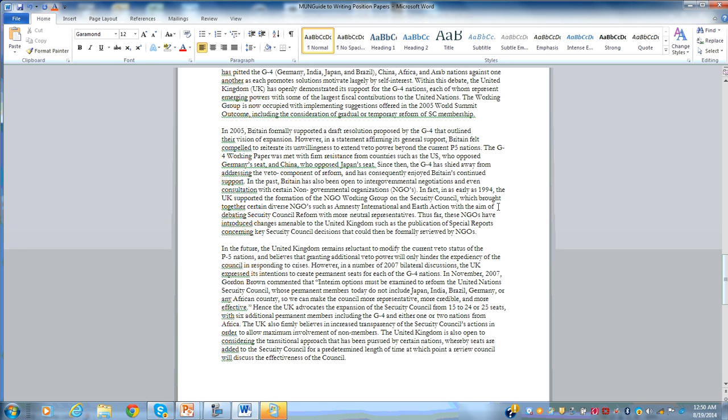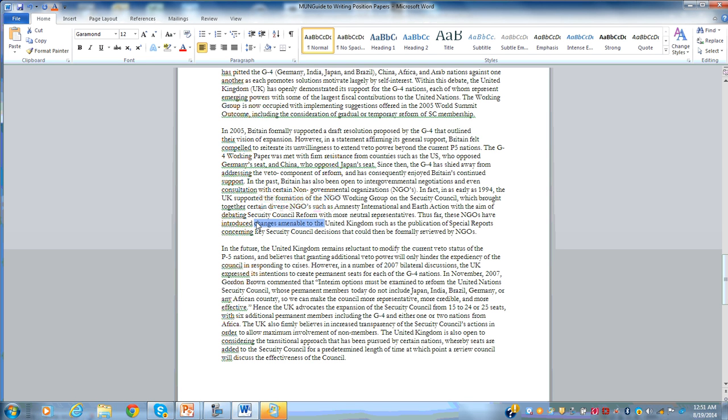Thus far, these NGOs have introduced changes amenable to the United Kingdom, such as the publication of special reports concerning key Security Council decisions that could then be formally reviewed by NGOs. So now this paper is just saying what the NGOs have contributed that's positive. And here's a fancy phrase that you could probably make work for you. These proper nouns have introduced changes amenable to blank. So amenable just means that it's acceptable to these people, it's agreeable. That's a nice fancy sentence that you guys could use.